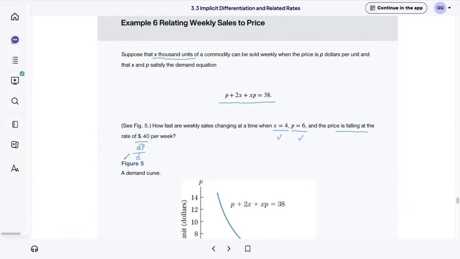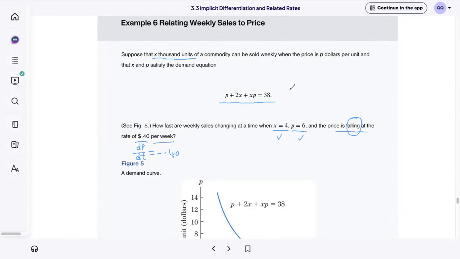dollars, right? dp/dt, right? Because per week, right? So the rate of change is dollars per week. So that's the rate of change. So dp/dt equals negative 0.4. Why is it negative? Because it's falling. It's not increasing. Increasing will be positive. Falling will be negative. So negative.